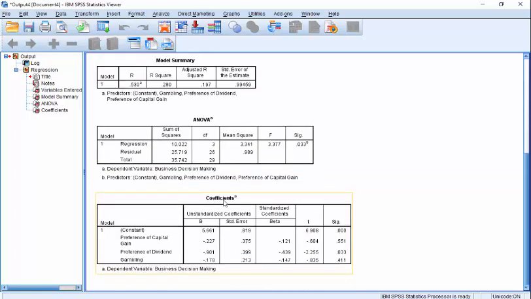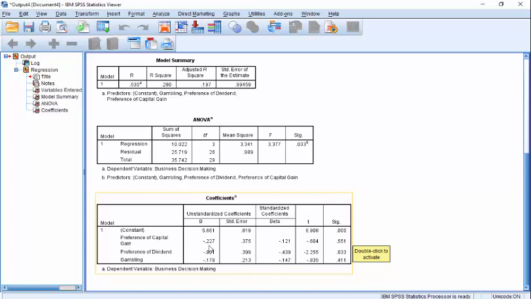Now come to the last table, coefficients. These are the results of our regression model which we discussed earlier. Here, these are the beta values. This is the t statistics and its significance. First, our intercept is significant. Second, preference of the capital gain is insignificant. Preference of the dividend here is significant. Gambling is insignificant.